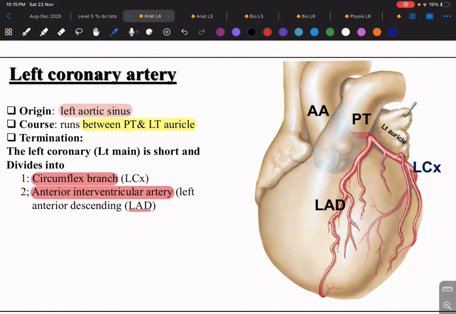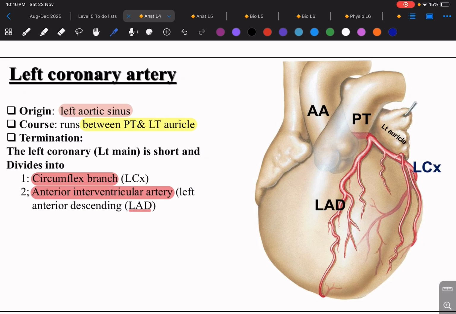Where is it going to originate from? The left aortic sinus, as we mentioned above. Just like the right from the right aortic sinus and the left from the left aortic sinus. Okay, what about its course, or where does it run? Where is it exactly? Between the pulmonary trunk and the left auricle. And it's important to say left auricle, not left atrium, okay?